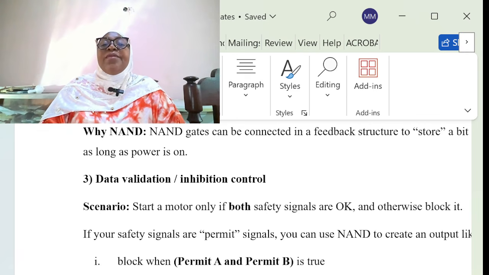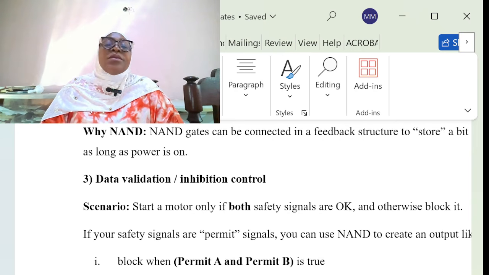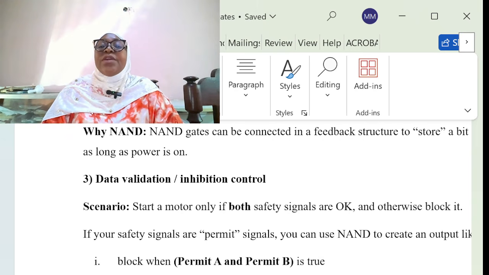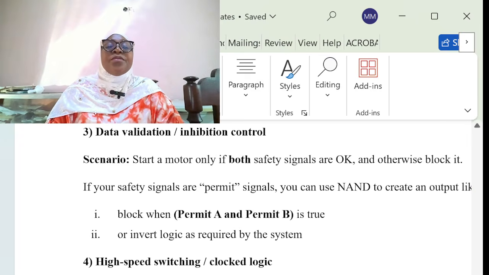Also it is used in data validation. The scenario here: start the motor only if both safety signals are okay. If your safety signals are permit signals, you can use NAND to create an output block when permit A and permit B are true, or invert logic as required by the system.